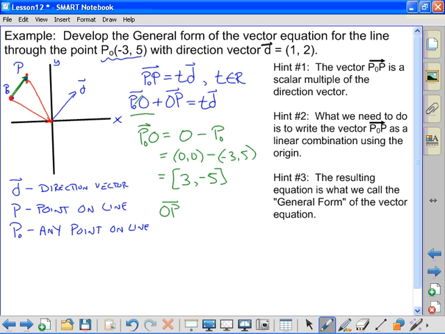The vector OP would be P minus O. P is x, y minus our origin, 0, 0. So we would end up with the vector x, y.